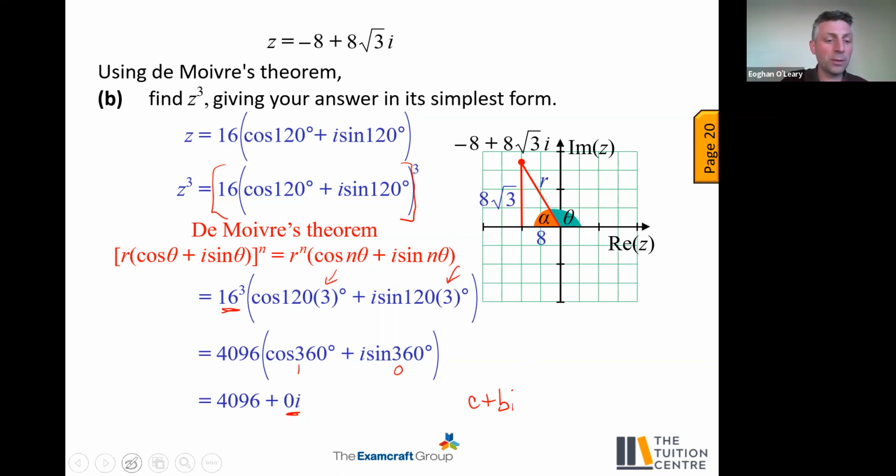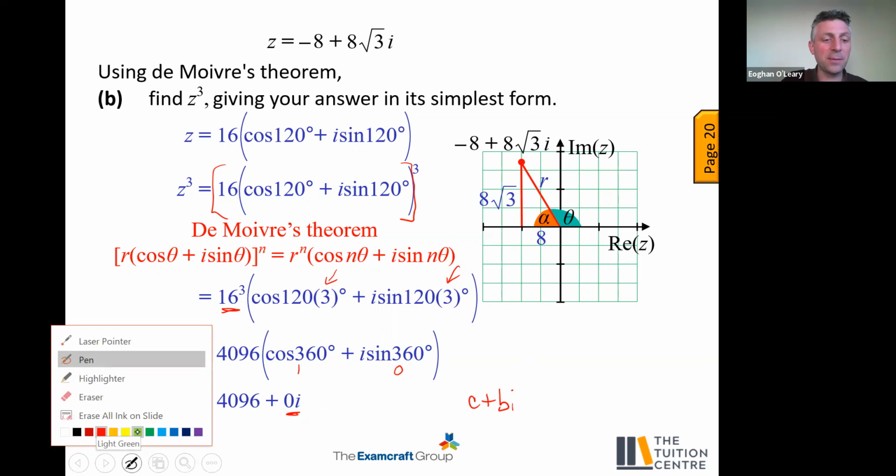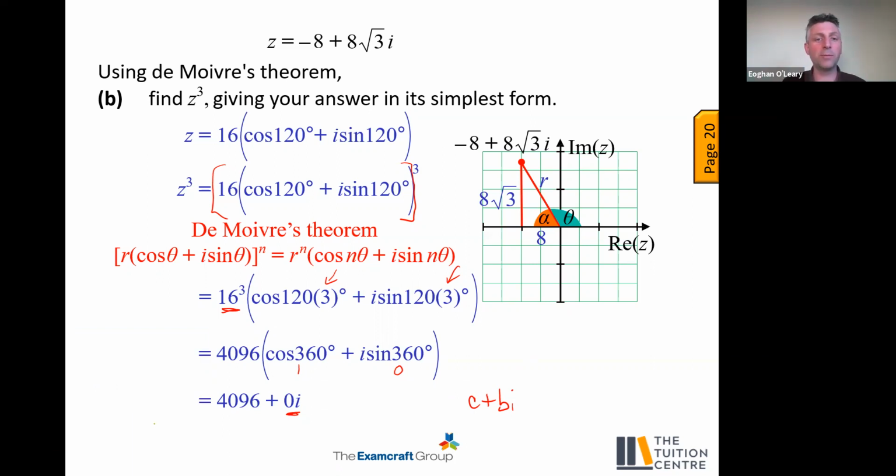Now you could have done it, of course, in radians, and you will see in the marking scheme that we've included the two versions of it. What you would have is the 2 pi over 3 for your angle in both cases, and you'd be multiplying by 3. So on this line here, you would have the 4096, and 2 pi over 3 times 3 will just give you 2 pi. So it'd be the cosine of 2 pi plus i sin of 2 pi.